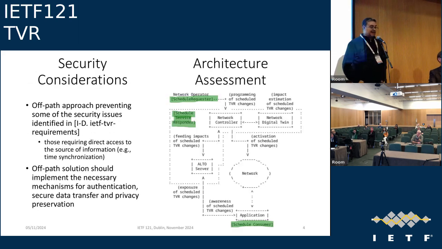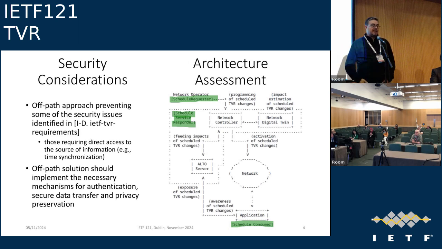So next, please. Regarding security considerations, what is applicable here? Basically the off-path solution prevents some of the security issues because we are not interacting directly with some information in the network. That could be the time synchronization, that could be the routing changes and so on. The off-path approach may create this isolation from the internals of the network. So it's suitable for being consumed by applications, as said. So we have different concerns, and we can isolate one concern from the other. And then particularly to the off-path solution, going to the security considerations, we would need to implement mechanisms for authentication, secure data transfer, and privacy preservation as well, especially in the case that we expose information to external applications.